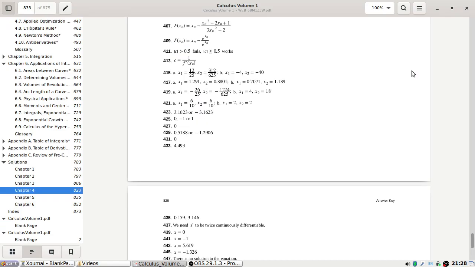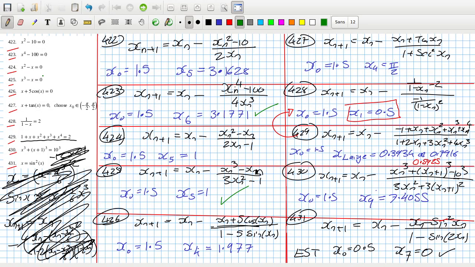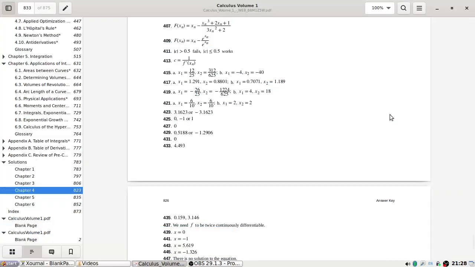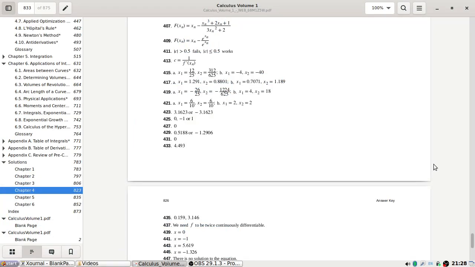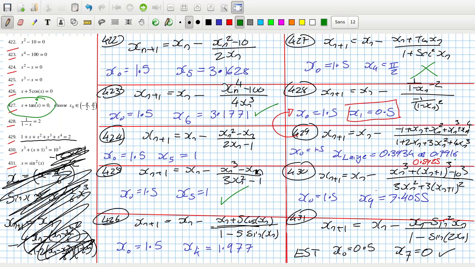427. Yeah. So, I said I'd come back to that one. I can see the answer is 0, but I don't think the method is working. So we'll repeat that one in a moment. Okay, 428. No, 429. 429, 0.5925, 0.5188. Yeah, okay, this is not too bad.